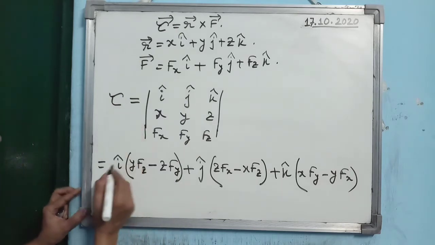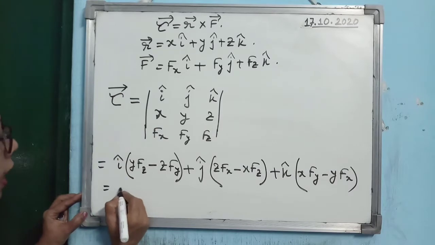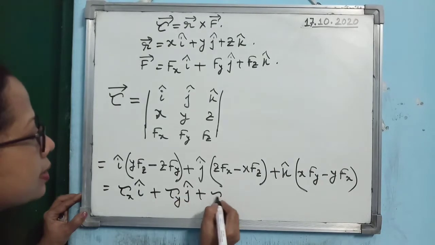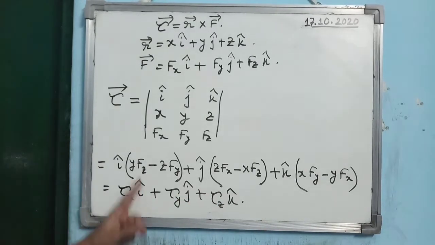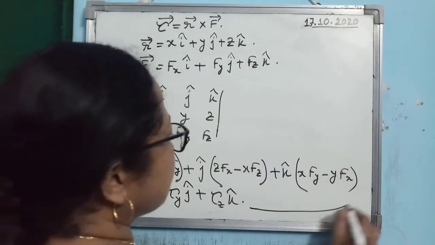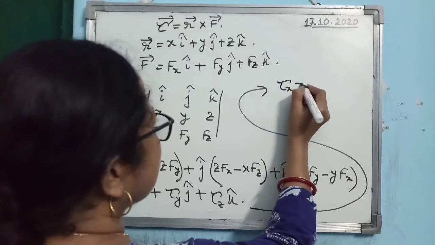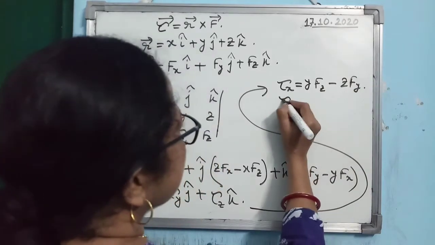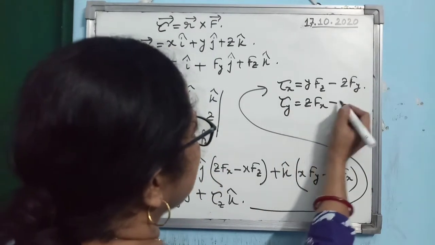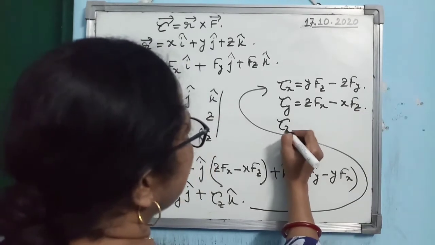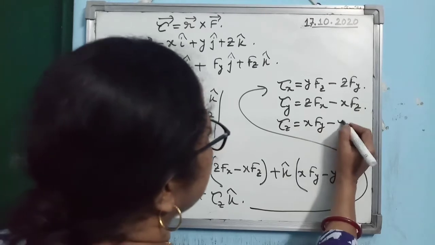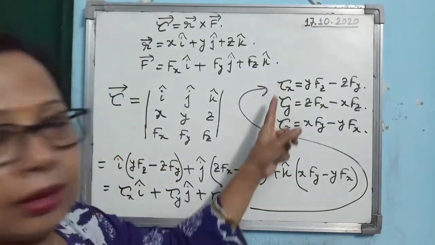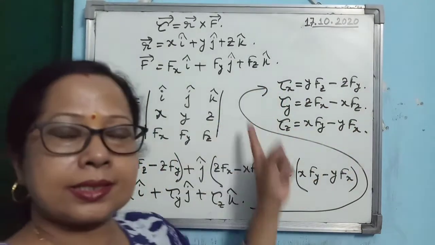So if you consider that tau is equal to tau x, the x component of torque, then the y component of torque and the z component of torque, then by comparing these two steps, what you are getting is tau x is equal to y Fz minus z Fy, tau y is equal to z Fx minus x Fz, and tau z is equal to x Fy minus y Fx. Alright, so these are the x component, y component and z component of the torque.